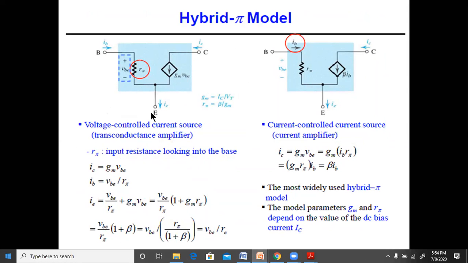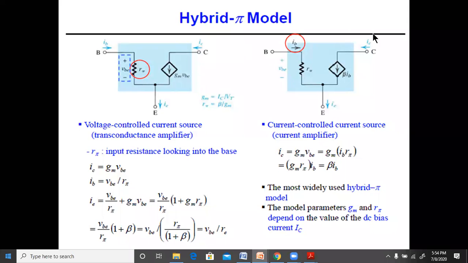Now you can see that you have input as voltage, output as current. Input is the voltage across R pi, and the output is the collector current. Therefore, we call this a voltage controlled current source. Voltage controlled corresponds to the input side. Current source corresponds to the output side. When the output is the current and input is the voltage, that becomes a transconductance amplifier.